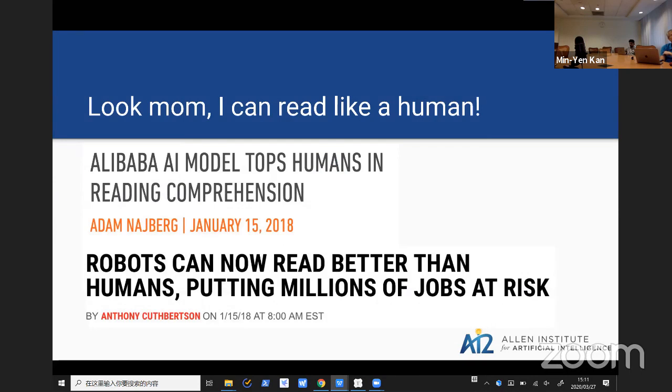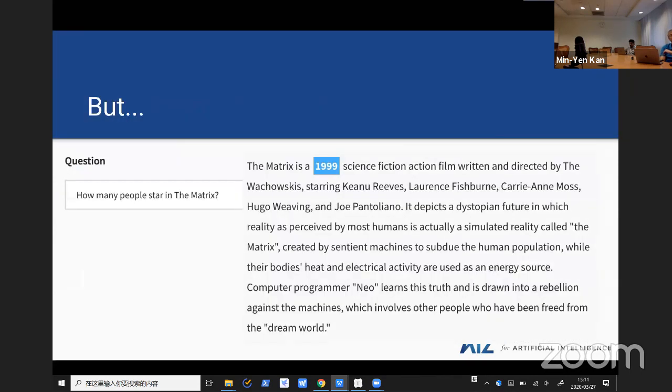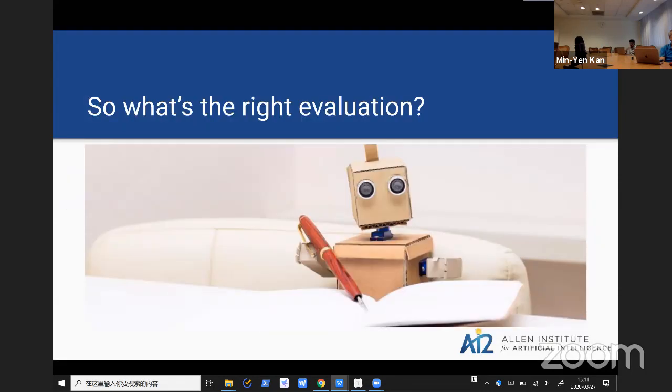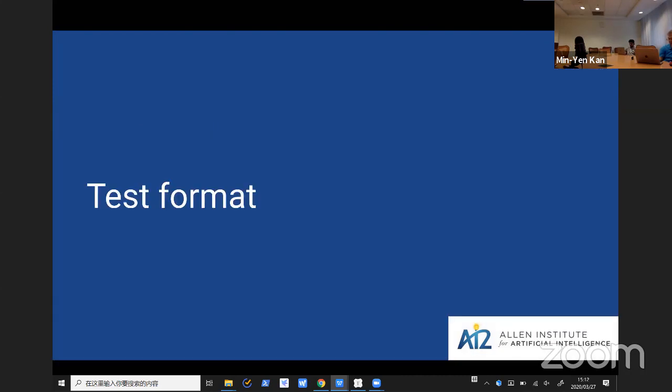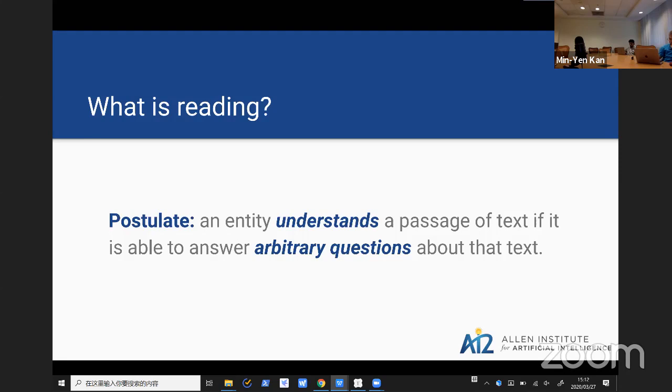Perhaps the media thinks that it is true, but for our experts, we think that it's far away from real comprehension, because the models still get very simple questions wrong, like this. So perhaps the problem actually is our evaluation metrics. We should improve the current evaluation metrics to reflect the real ability of machines to comprehend text. So this paper proposes a new testing method.